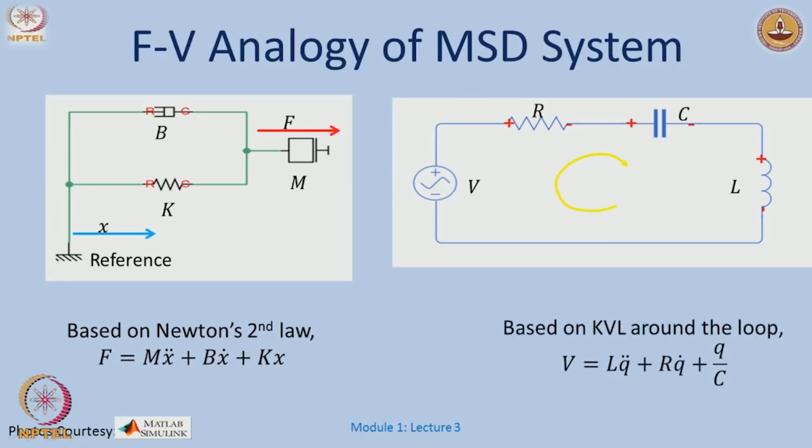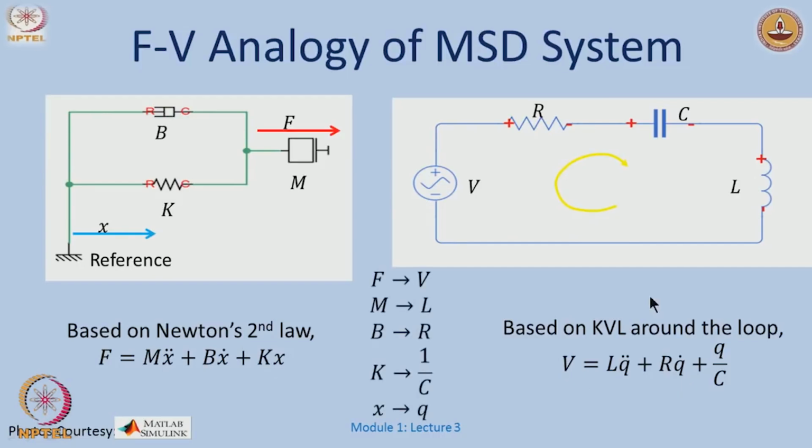Based on KVL, we derived earlier also that L Q double dot plus R Q dot plus Q by C is the voltage that is applied. Okay, now these look very similar, right? So, I have a force as the input, here I have the voltage as the input. Force produced a certain displacement, here voltage resulted in some charge and Q dot was the current and so on.